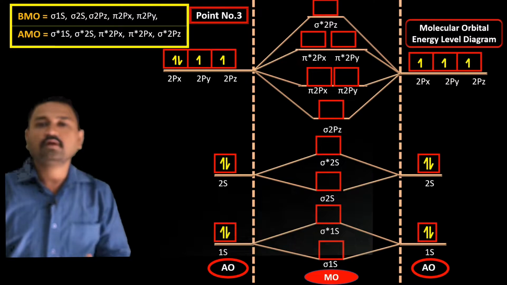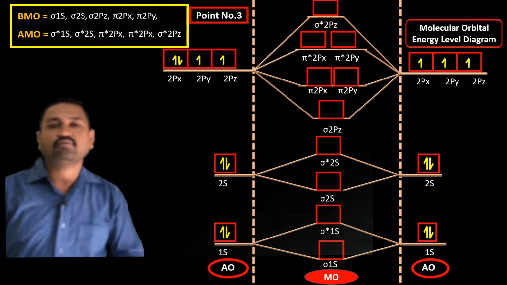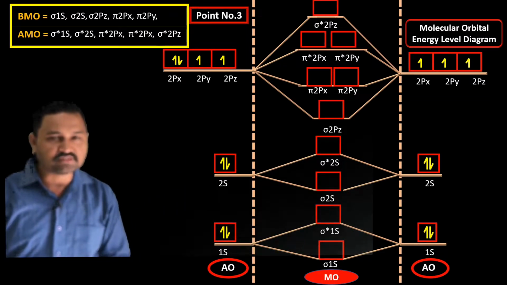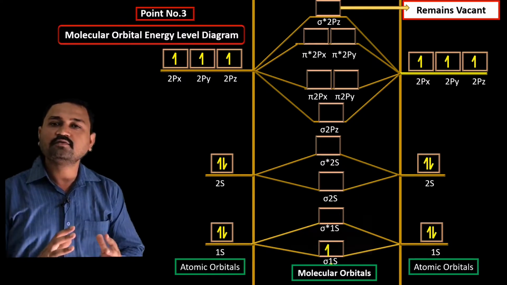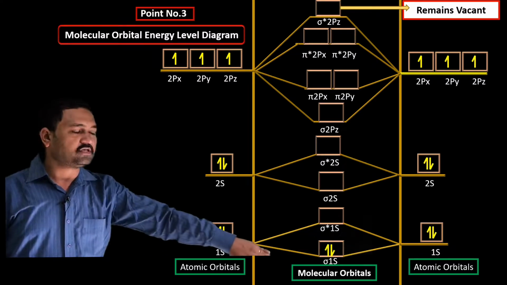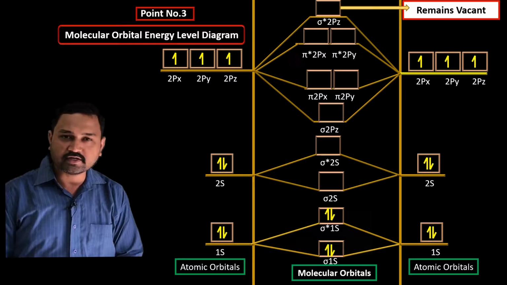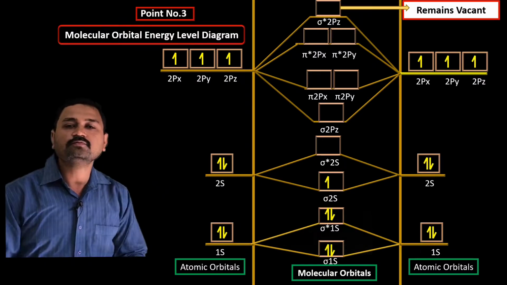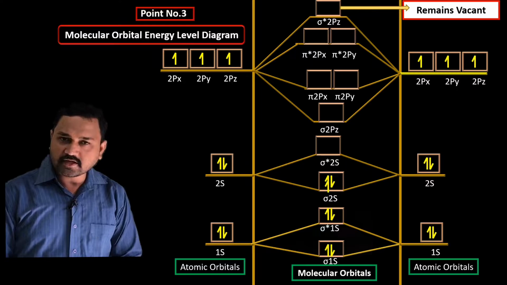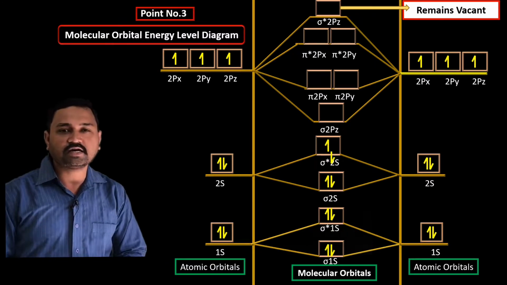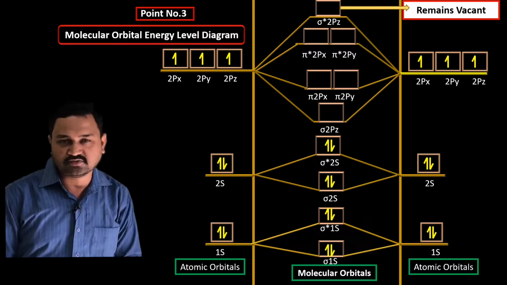So here a total of 16 electrons are distributed in these 10 molecular orbitals by following the Aufbau principle, Pauli's exclusion principle and Hund's rule. These 16 electrons are distributed as follows: the first 2 electrons will enter into the sigma 1s bonding molecular orbital, then the next 2 will enter into the sigma star 1s antibonding molecular orbital, then the next 2 will enter into the sigma 2s bonding molecular orbital, then the next 2 will enter into the sigma star 2s antibonding molecular orbital.